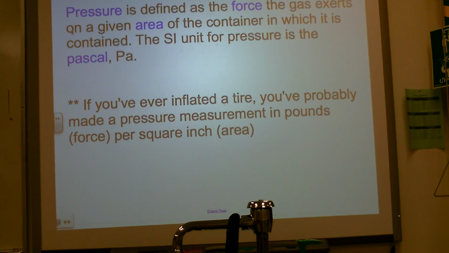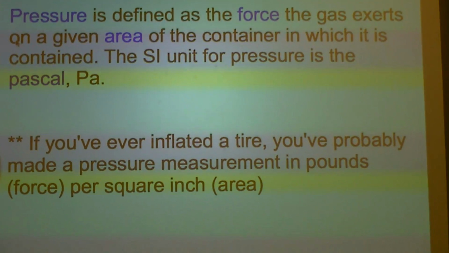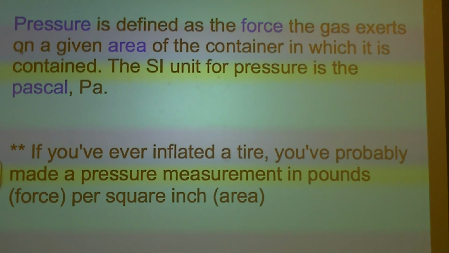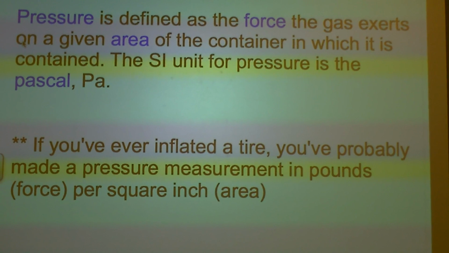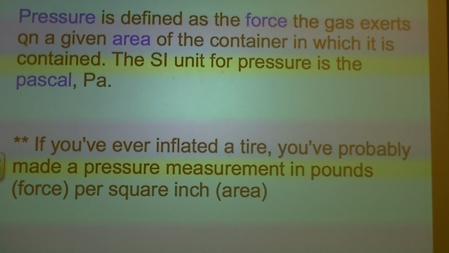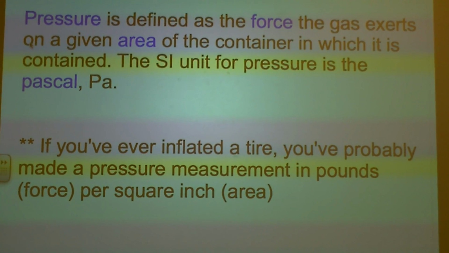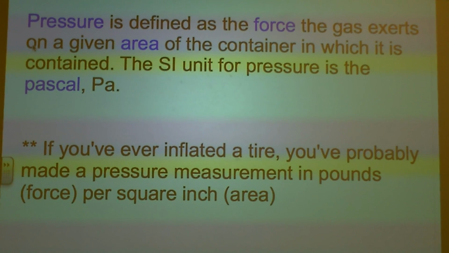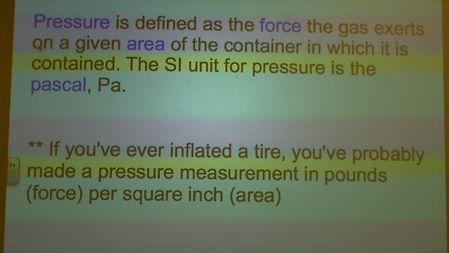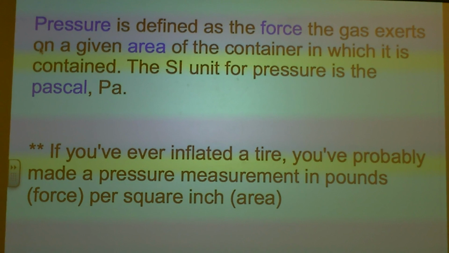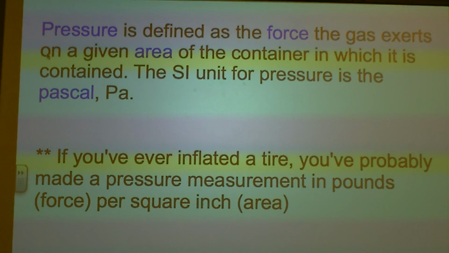You can predict the behavior of gases based on the following properties. Number 1 is pressure. Number 2 is volume. Number 3 is the amount. And number 4 is the temperature. So we're going to look first at pressure. Pressure is defined as the force that a gas exerts on a given area of the container in which it's contained. The SI unit for pressure is the Pascal, symbolized with the Pa.